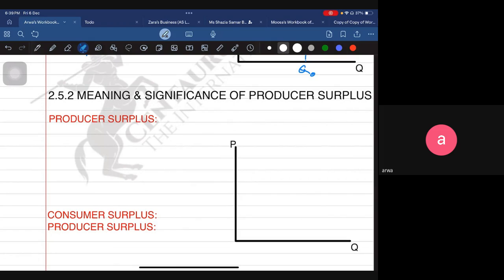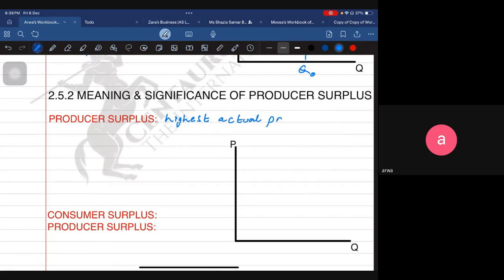So the producer surplus, what about it? Basically, the producer surplus is the difference between the price that the producers are willing to supply at and the price which they actually supply at, like the market price, basically.